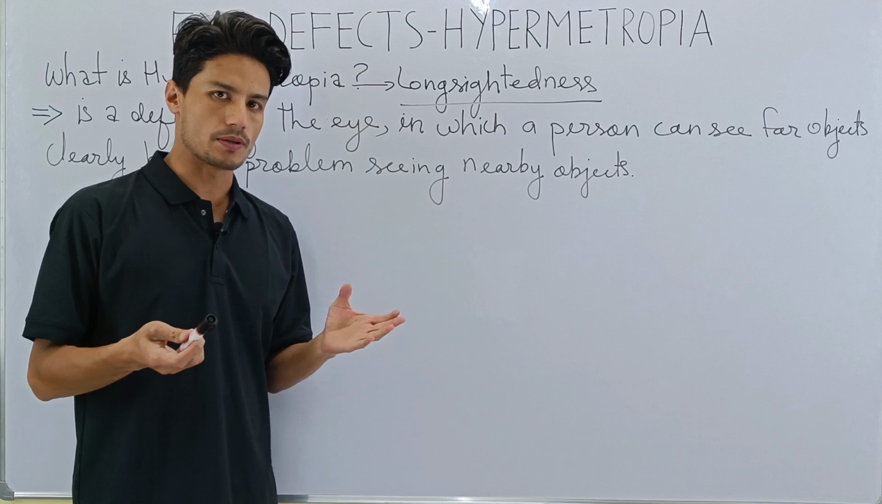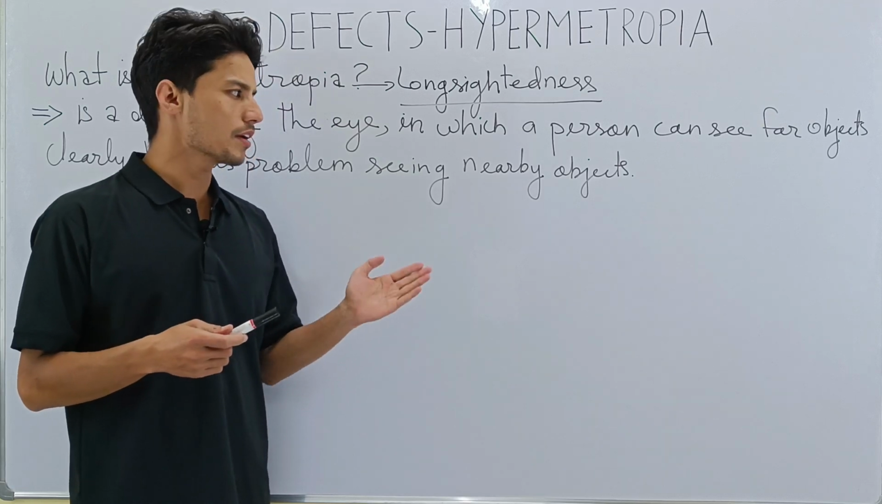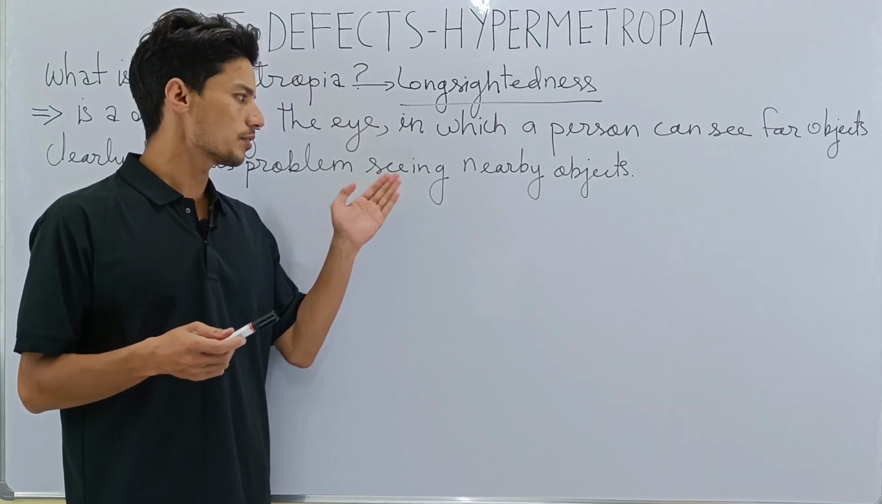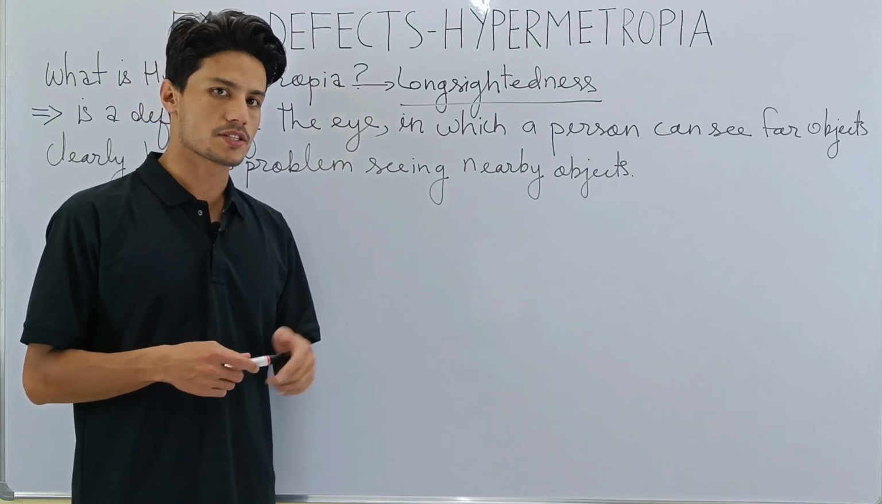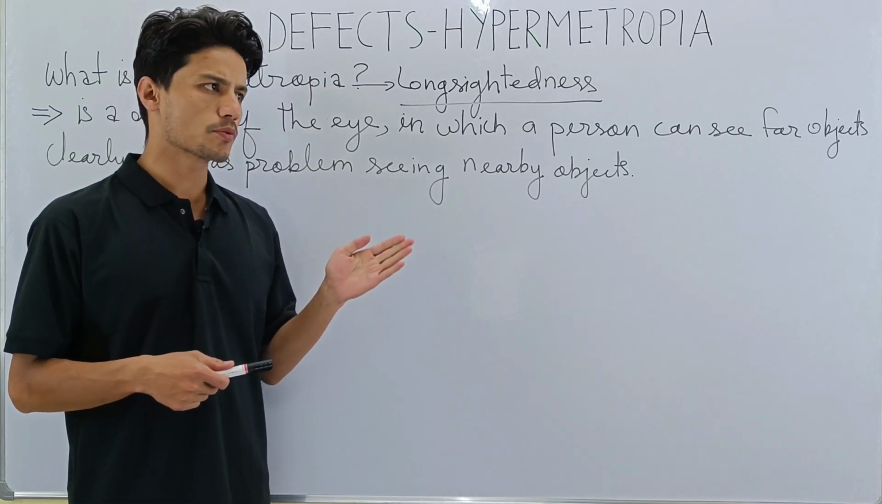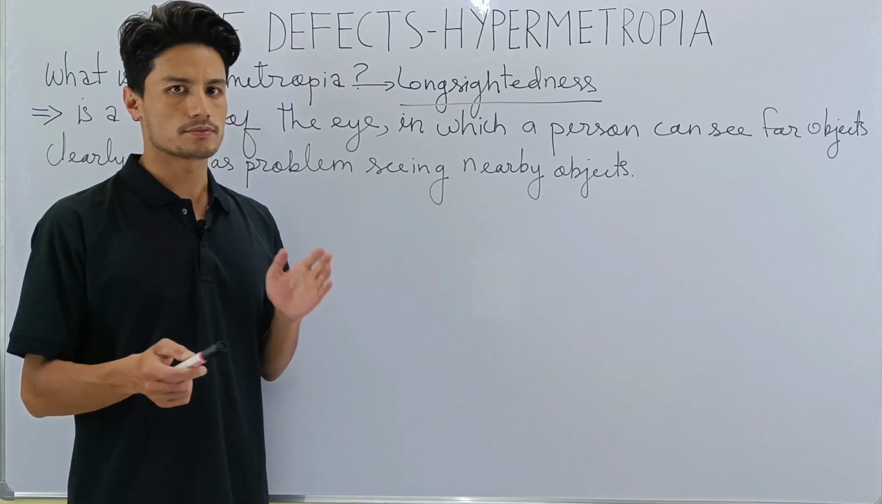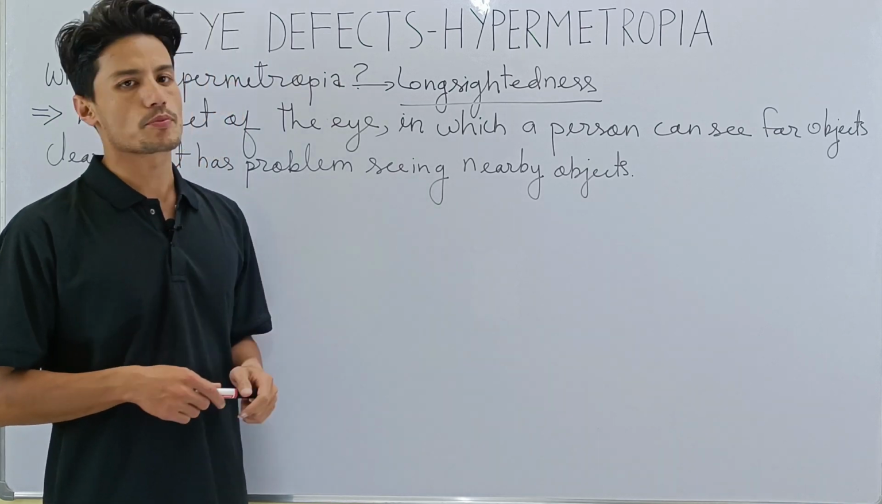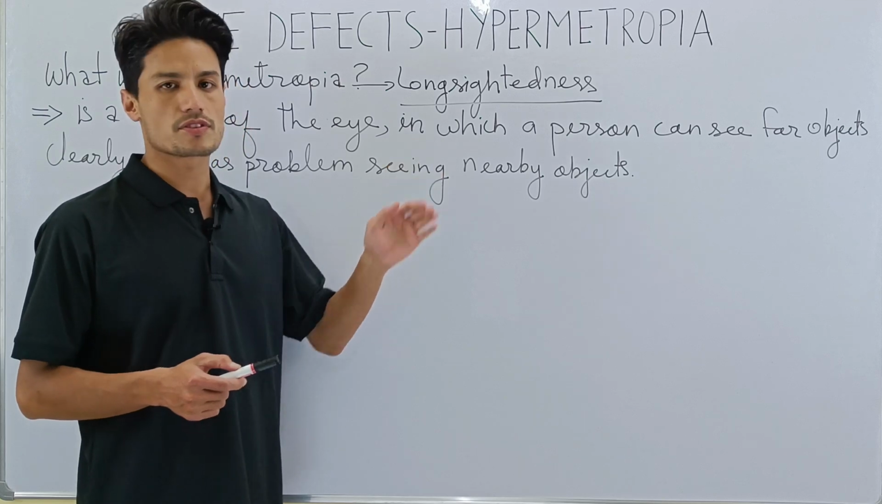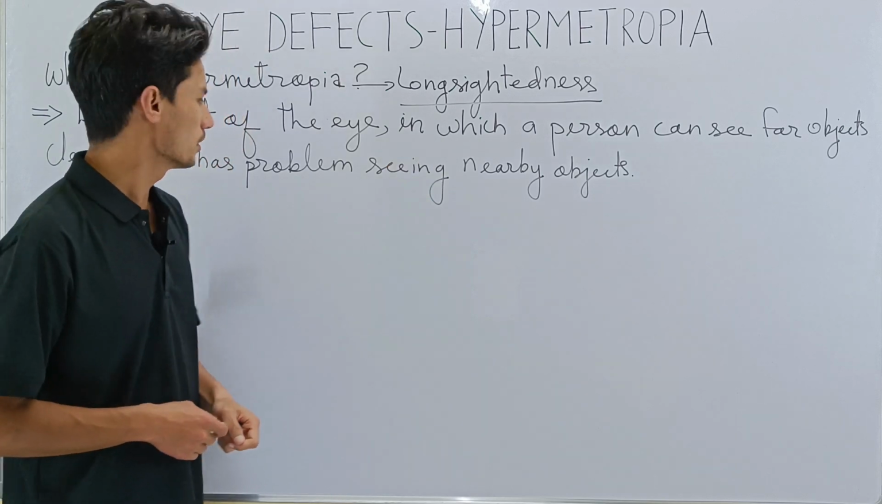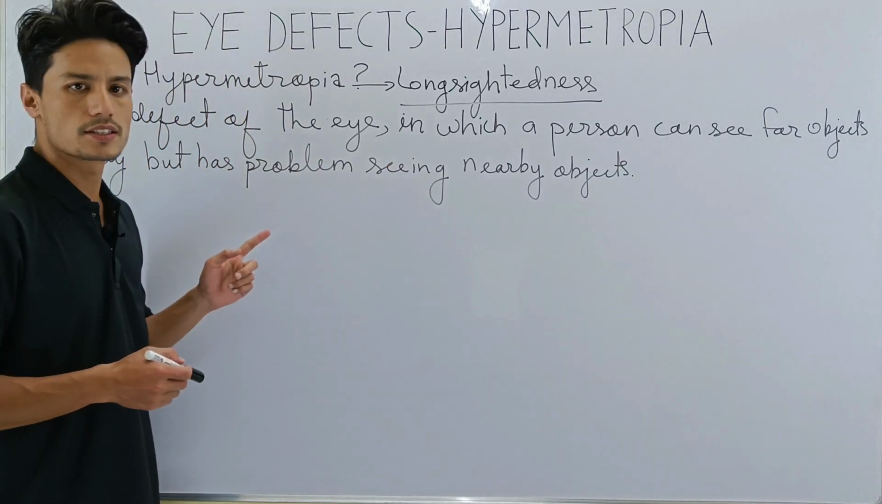So if you have this problem inside a classroom, you will have problem seeing the whiteboard, even though you may be in the front bench, whereas you will have no problem seeing far distant objects. So this is what hypermetropia is, where the near vision is bad but the far vision is quite good. So this is the defect.